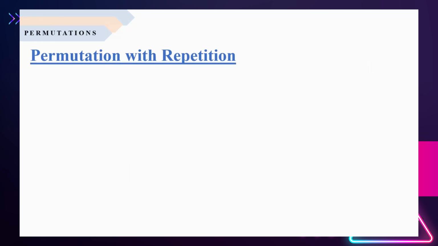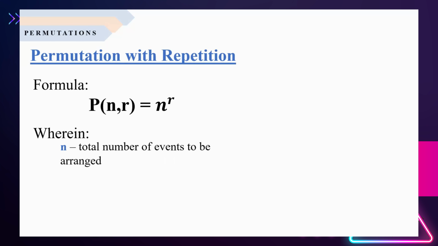First is the permutation with repetition. So, ano nga ba ang formula na gagamitin kapag ang ating problem ay tumutukoy sa permutation with repetition? The formula is the permutation of n taken r at a time is equal to n raised to the r power, wherein n is the total number of events to be arranged, and r is the sample of events to be arranged. So in permutation with repetition, ginagamit ang formula na ito kapag yung ating total number of events to be arranged ay pwedeng maulit.